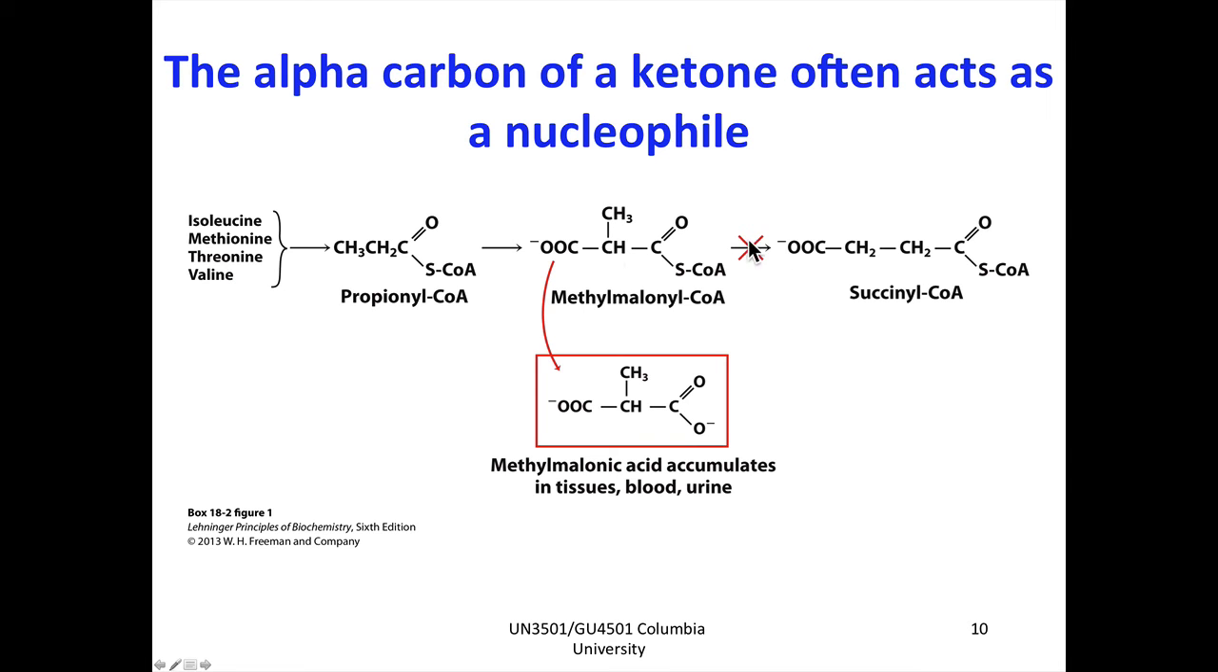And if we stop there, that would not get us to succinyl-CoA. But now there's an enzyme that can isomerize this, migrate the carboxyl group onto the beta carbon. But it doesn't initially react with the beta carbon because that's not the reactive carbon.